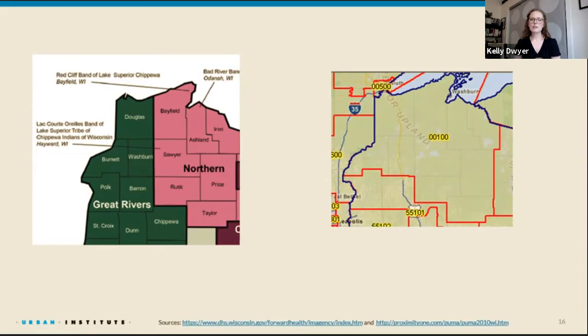And while this is the method that we decided to use, I will note that it does not account for variations in economic or demographic characteristics across a PUMA or area. So if there's significant variation in either of these two categories, the eligibility estimates might be slightly off for those groups.